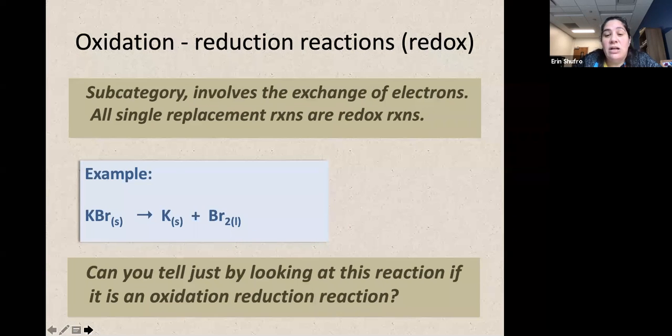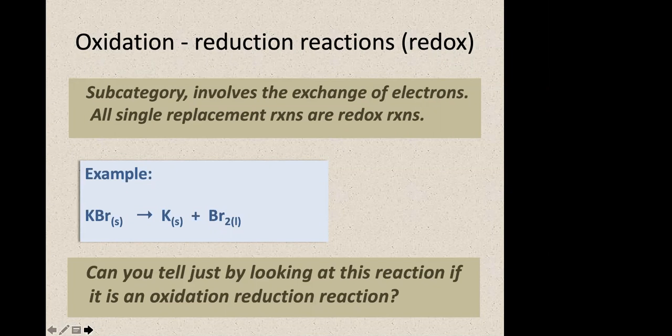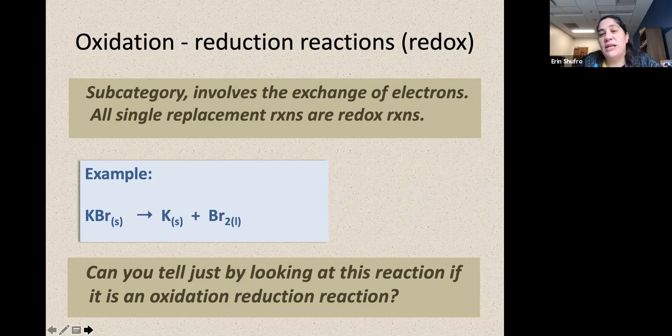So the question is, can you tell by looking at this reaction if it's an oxidation reduction reaction? Let me ask you, is that a single replacement reaction? No, it's not. Remember, a single replacement is where one thing takes the place of something else. We don't have that going on here. What kind of a reaction is this one?